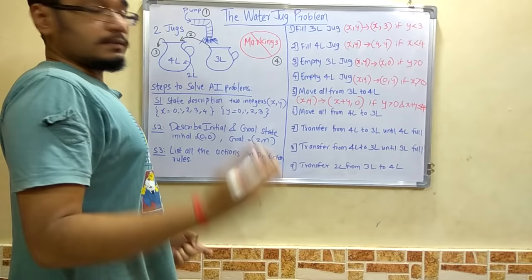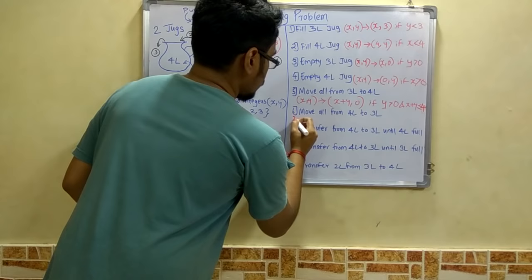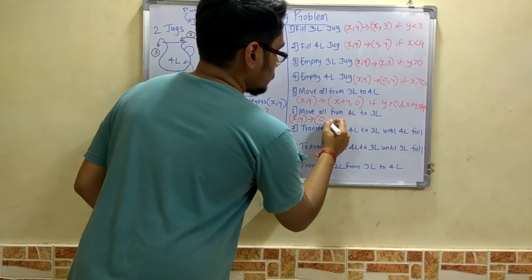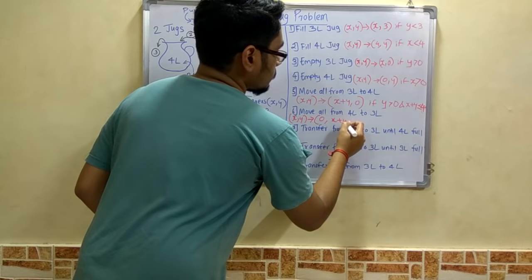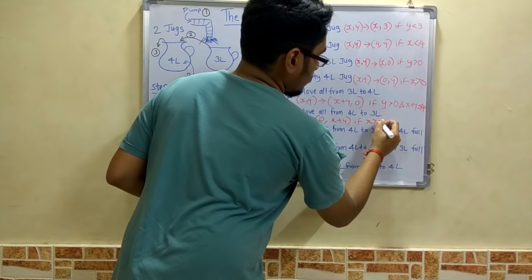Next, similarly, you have to move all the water from the 4-liter to the 3-liter jug. So for that, x comma y, you will make this as 0. It means the x part will be going here, so it will be x plus y, if x is greater than 0 and x plus y is less than or equal to 3.